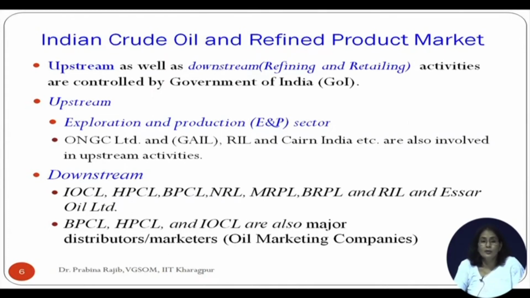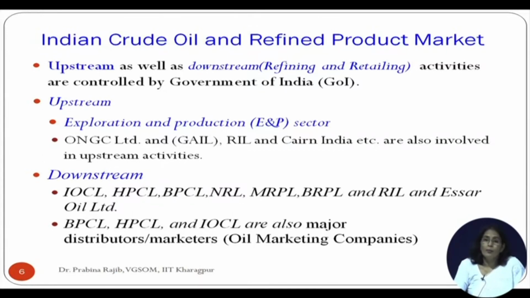In downstream or midstream activities, you have Indian Oil Corporation, Hindustan Petroleum Corporation, Bharat Petroleum, Numaligarh Refinery, Mangalore Refinery, and even Reliance and Essar Oil from the private domain operating in the downstream market.